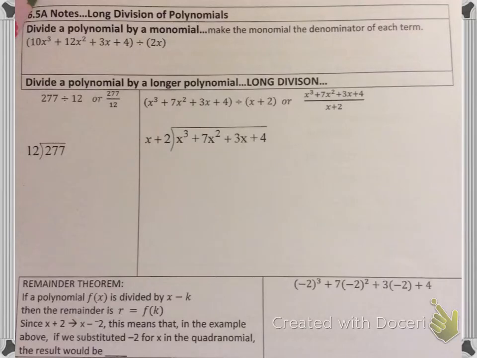Okay, so here we go with 6.5a, long division of polynomials. We finished the factoring yesterday.